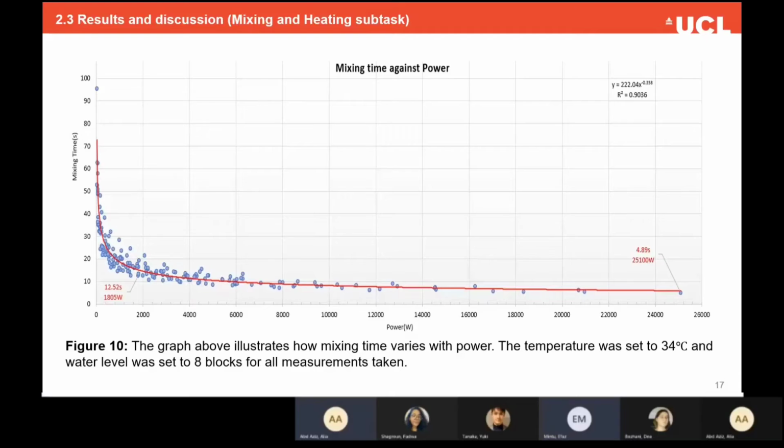We also plotted a graph of mixing time against power for all the different impeller configurations with different agitation speeds. The reason the mixing time decreases as power consumption increases is because higher agitation speed allows mixing to happen quicker, which translates to more power being consumed. From our experiment, the lowest mixing time achieved was 4.89 seconds, but that used 25,000 watts of power. Therefore, we decided to pick combination 9 as our final impeller layout, which produced a mixing time of 12.52 seconds and a power consumption of only 1800 watts.